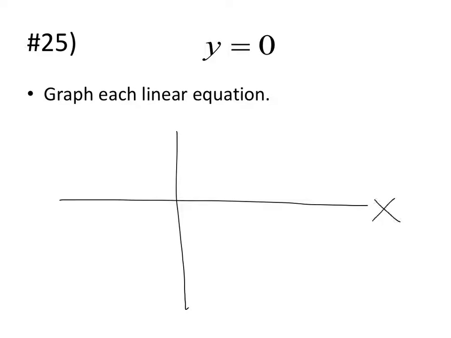All right, so y equals 0. So here's my graph, x, y. Where does y equal 0? So where is y 0? Y 0 right here. So just extend the tick mark. So this is the graph, y equals 0.